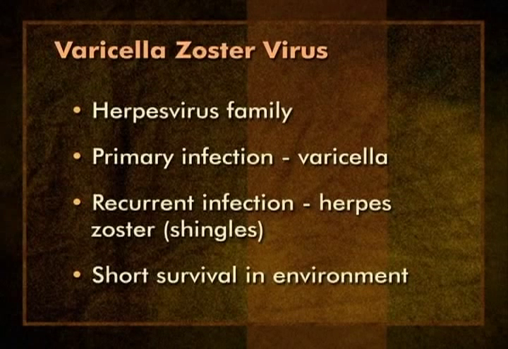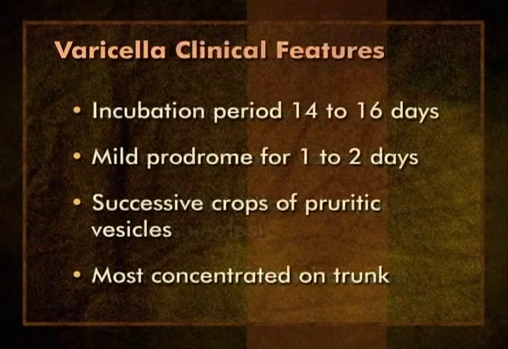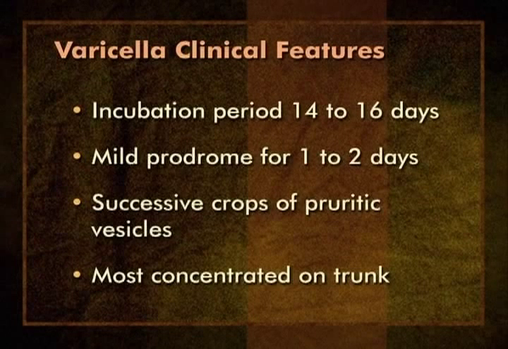The virus is fragile and survives only a short time in the environment. The incubation period of varicella is usually 14 to 16 days, but may be as long as 21 days. There may be a mild prodrome for 1 to 2 days, followed by several successive crops of pruritic vesicles. Lesions first appear on the head, but are usually most concentrated on the trunk.